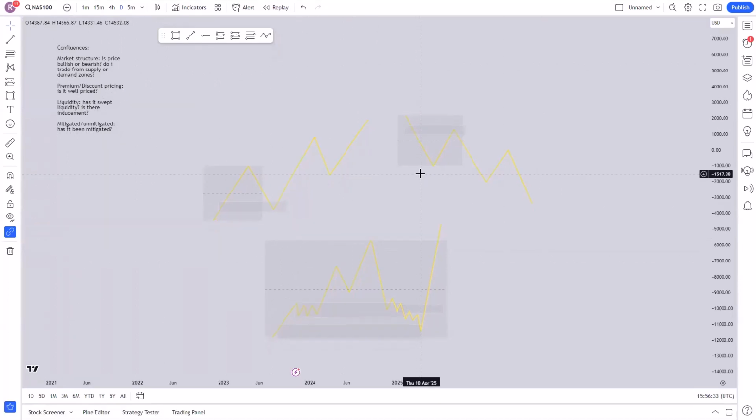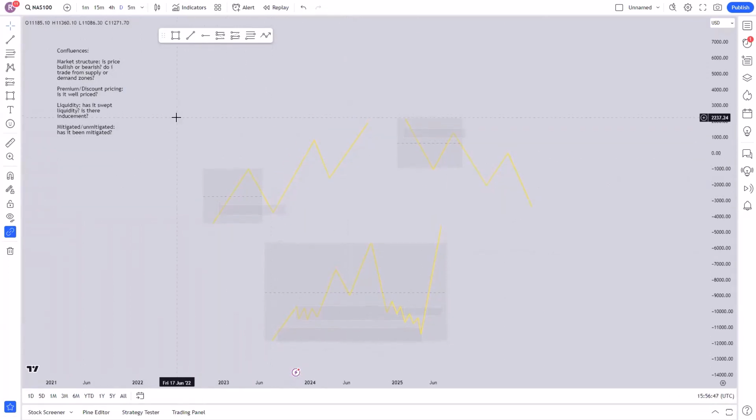Can you repeat it, please? Which one should I repeat? Do you want me to go through all the confluences again on this example? Yeah, okay, cool. So market structure. Is price bullish or bearish? So that's the first confluence. Is it bullish or bearish? Okay, so this is just a confirmation of what price is doing. In this sense, we are bullish.